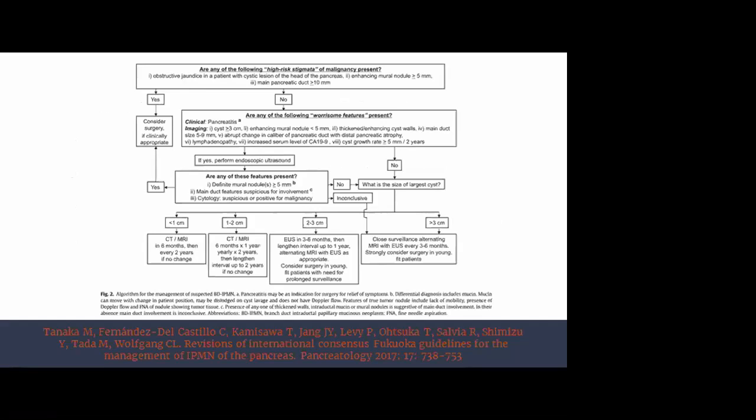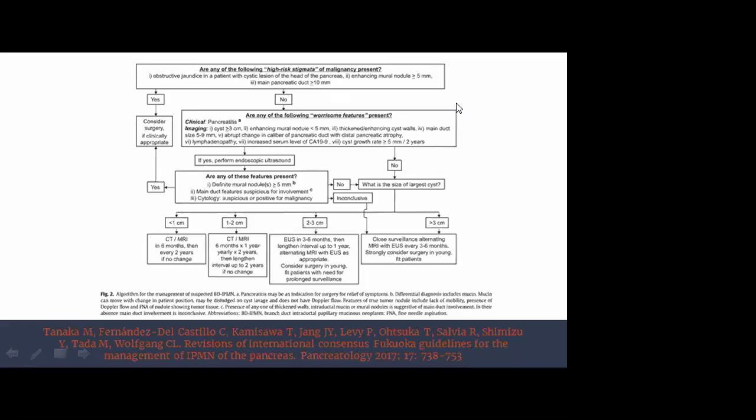So this is the treatment algorithm proposed by the IAP, International Association of Pancreatology guidelines, and this is the algorithm for management of the branch duct IPMN. The main duct IPMN, irrespective of the features, has to be treated; that is, surgery is the treatment. But for the branch duct IPMN, the treatment varies based on various variables.